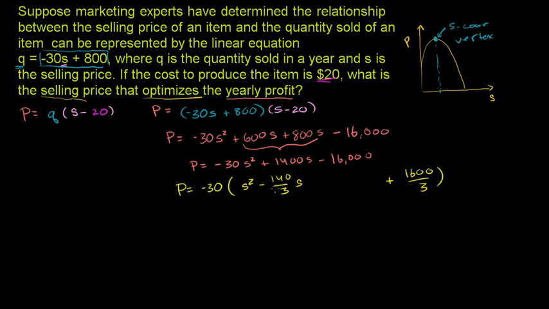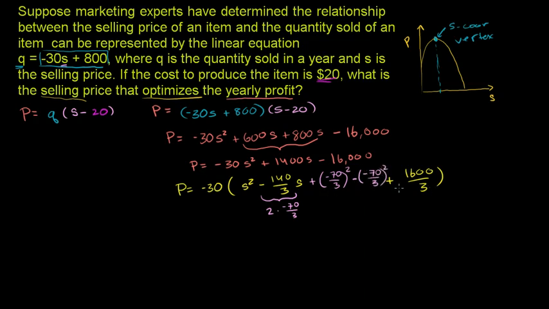Well, negative 140 over 3 can be rewritten as 2 times negative 70 over 3. So what you want to add and subtract is negative 70 over 3 squared, or half of negative 140 over 3, squared. So plus negative 70 over 3 squared. And we can't just add it to one side without doing anything else, so let's also subtract it from that same side. So minus negative 70 over 3 squared.